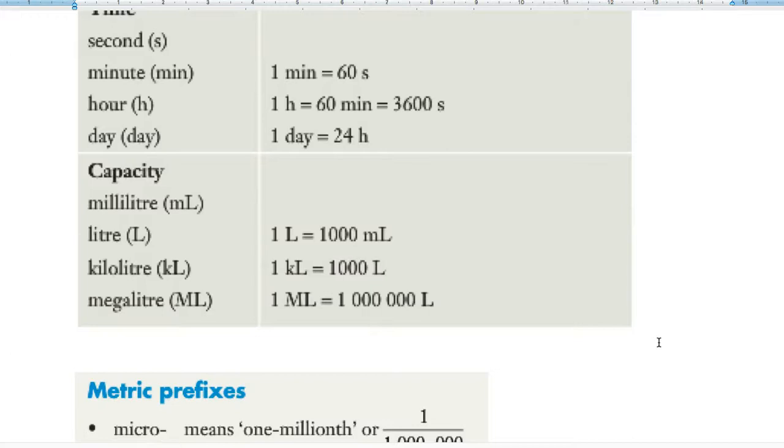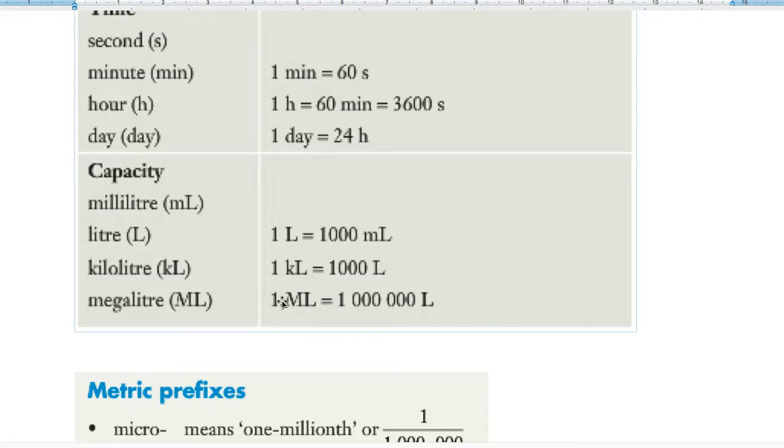And here's capacity. Again, the same prefixes. Millilitre is the smallest. So 1,000 millilitres makes 1 litre. With kilo, the K can be replaced with the number 1,000. A kilolitre is 1,000 litres, and there's your megalitre. Mega means 1,000,000. Megalitre, 1,000,000 litres. Kilolitre, 1,000 litres.